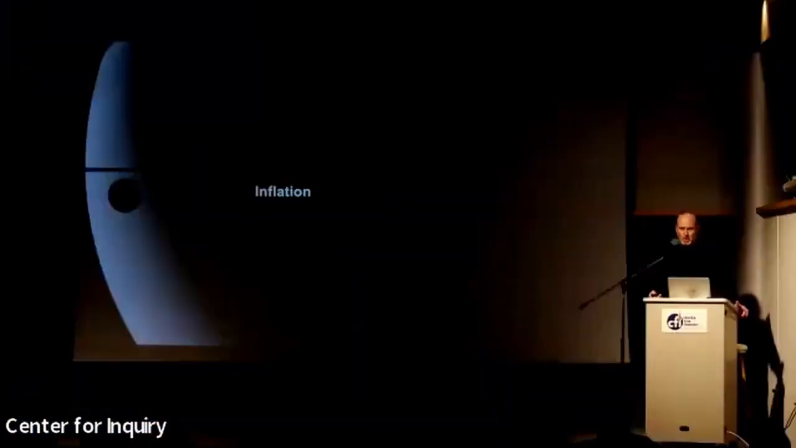Why is it so big? Why is it so old? Why is it so homogeneous? Where did the inhomogeneities come from? And why do they have the particular form that they do? Why is the universe geometrically flat? This brings us to a more modern theory called inflation, which has its origins.